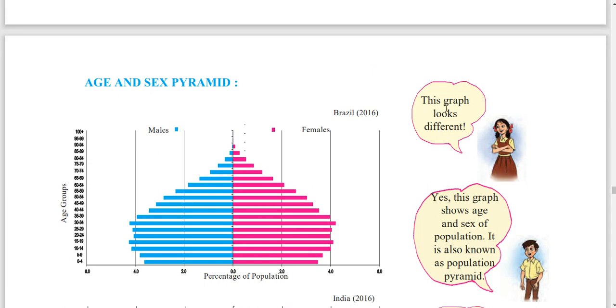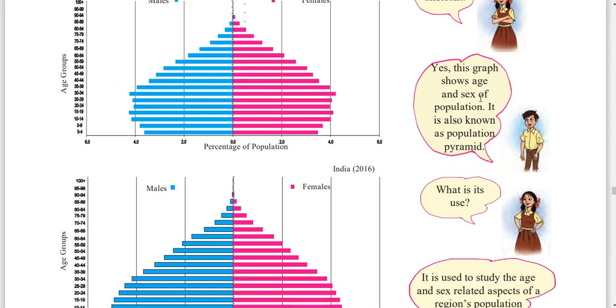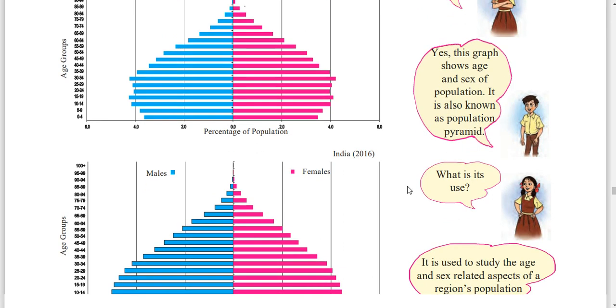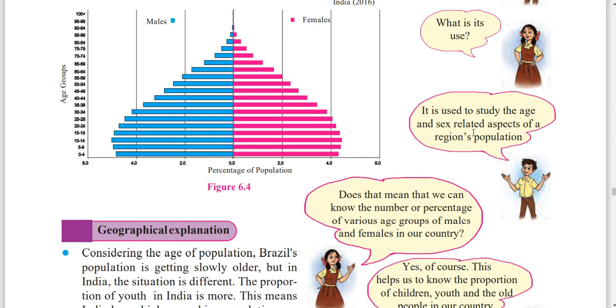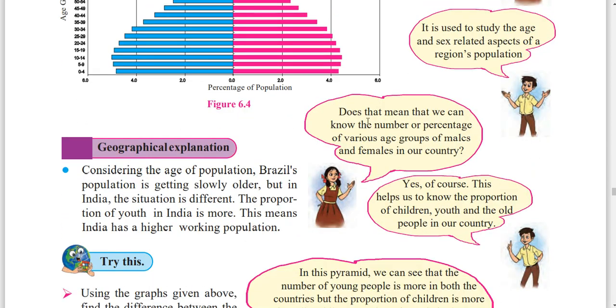Okay, let's see. This graph looks different. Yes, this graph shows age and sex of population. It is also known as a population pyramid. What is its use? It is used to study the age and sex related aspects of a region's population. Does that mean that we can know the number or percentage of various age groups of males and females in our country? Yes, of course. This helps us to know the proportion of children, youth, and old people in our country.